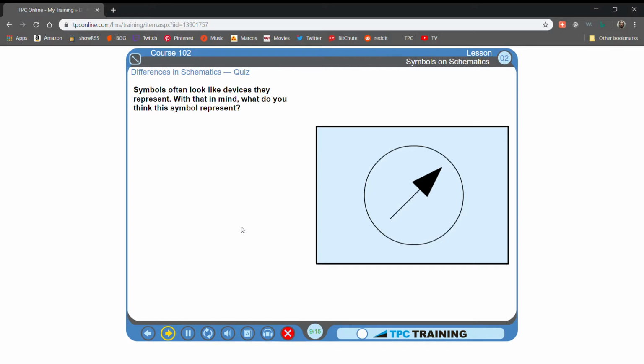Symbols often look like the devices they represent. With that in mind, what do you think this symbol represents? Valve? Control knob? Gauge? That is correct. It looks like the face of a gauge with a pointer on it, which is exactly what it means.